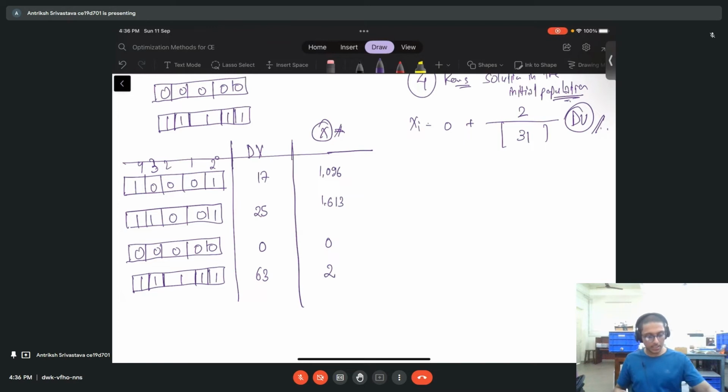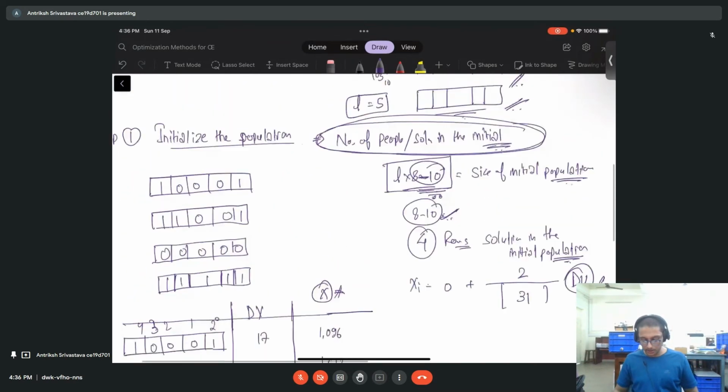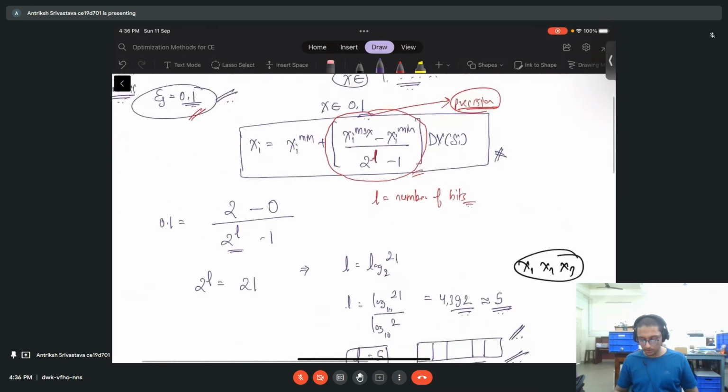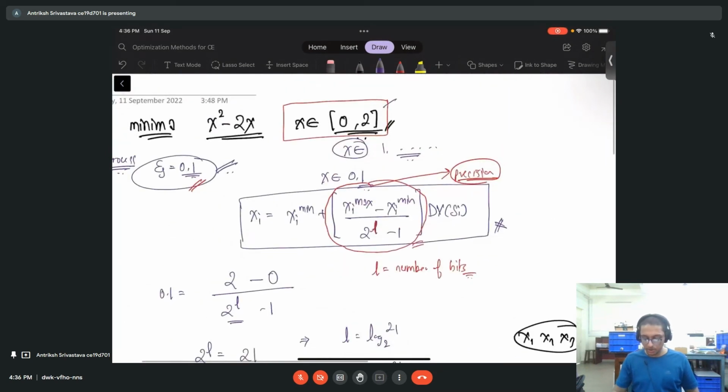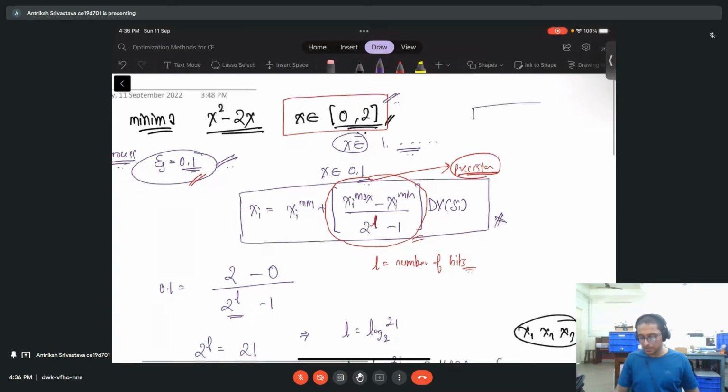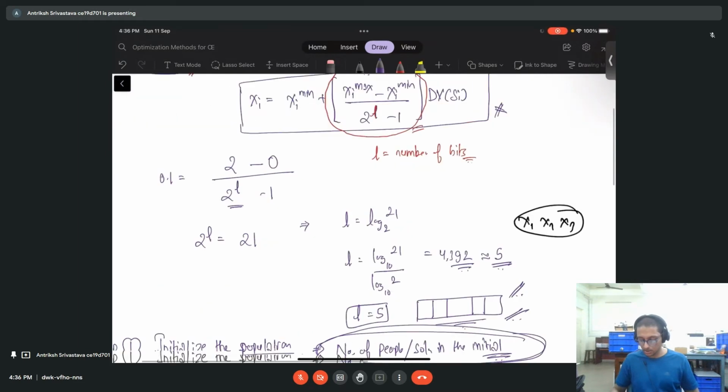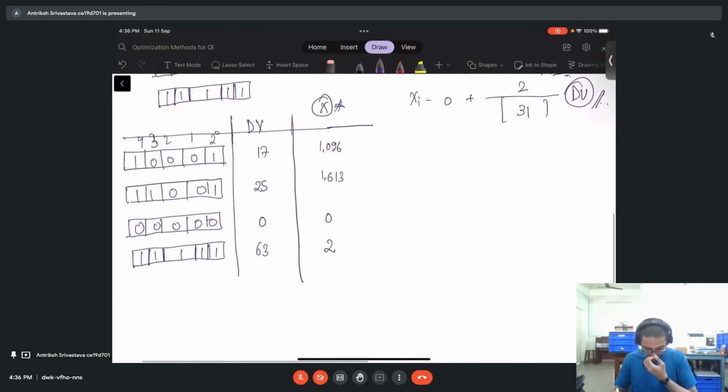So that's also one of the things. When you do the encoding of your variables from 0 to 2 in this 5-bit string, then 0 0 0 0 0 will represent x min, that in this case is 0, and 1 1 1 1 1 is going to represent x max, which in this case is 2. Okay, so now we have our x value.